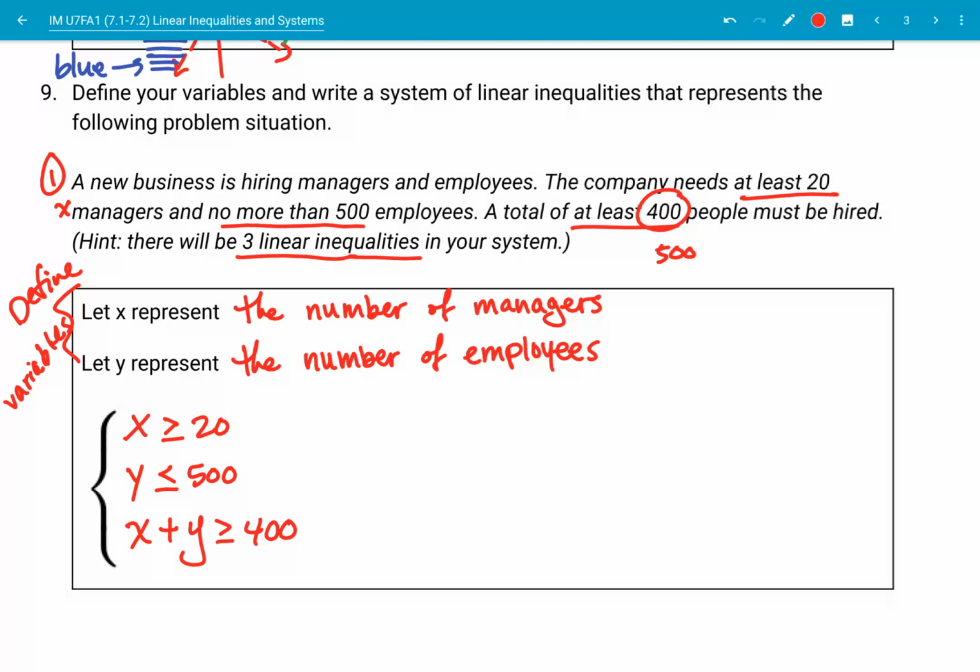So that would be the system. Those are the 3 inequalities that comprise that system. And last but not least, after we've written all of these inequalities, we put this funny looking symbol here, which is called a brace, and that indicates that all of these 3 are together in a system.